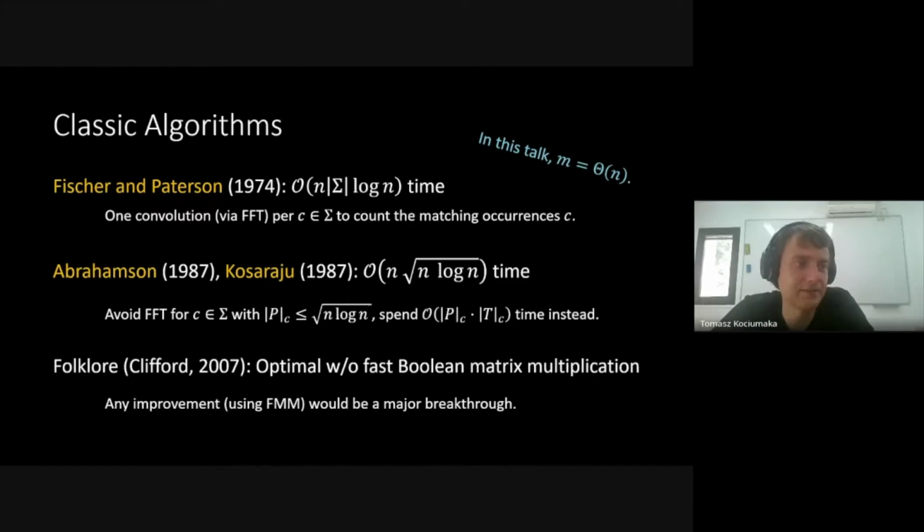However, we still don't have any such algorithm, even using fast matrix multiplication. And obtaining such an algorithm would be a major breakthrough. So it's, I believe, the biggest open problem in the area. And even the annoying square root log n factor is still there, and we have no idea how to get rid of it.